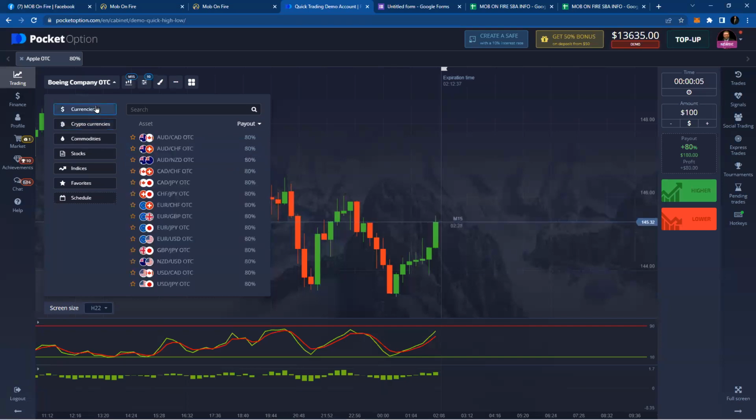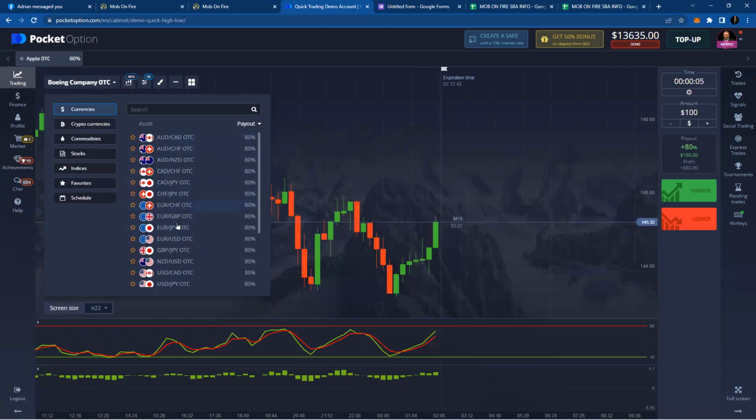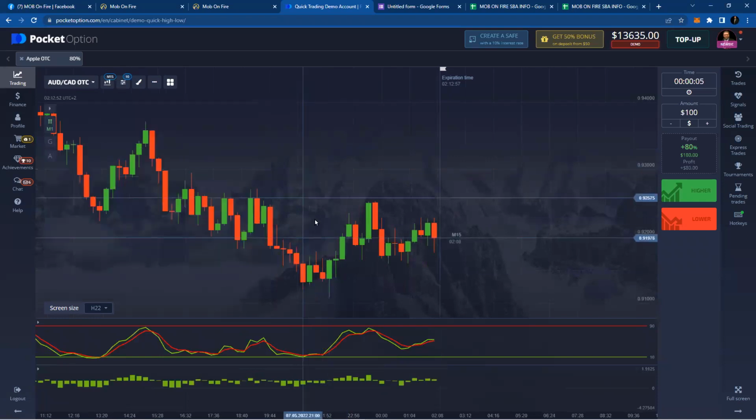Your currencies over here, your pairs, right now everything is OTC. What OTC stands for is over the counter market. The markets are closed, but you can still trade on currencies over here. If you go over here to AUD/CAD, it's going to show you movement like the market is open. See this candle? It's open. But the market is not open. This candle is ticking. It's got 1 minute and 55 seconds left, but the market is closed. This is called computer generated.